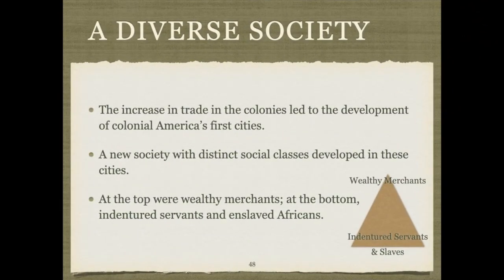The increase in trade in the colonies led to the development of colonial America's first cities. A new society with distinct social classes developed in these cities. At the top were wealthy merchants, at the bottom indentured servants and enslaved Africans.